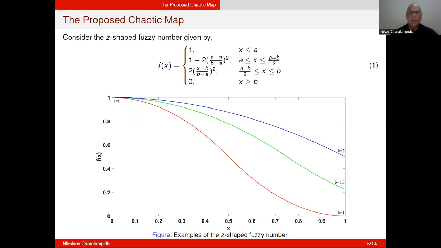So first things first, we consider the Z-shaped fuzzy number, which is given by this function. And as you can see, is comprised by two parameters, the A parameter and the B parameter, where the A parameter gives the beginning of the slope and the B parameter indicates the end of the slope.